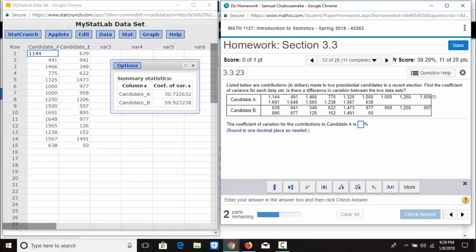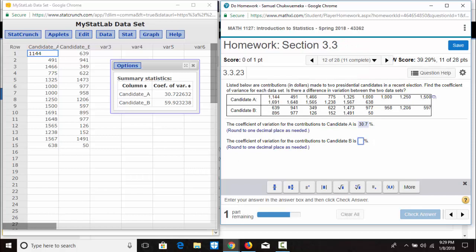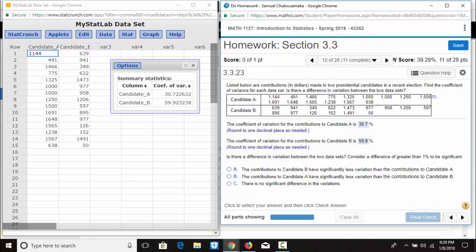Candidate A, coefficient of variation to 1 decimal place is 30.7. Candidate B is 59.9. Okay, 59.9 to 1 decimal place, 59.9%. Coefficient of variation is in percentage. Okay. Is there a difference in variation between the two data sets? Consider a difference of greater than 1% to be significant. Of course, there is.